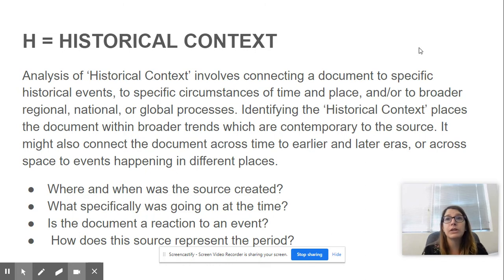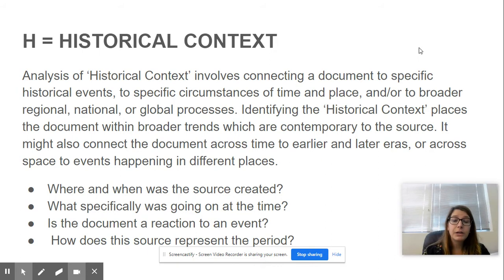So for instance, we're looking at the Declaration of Independence, right? Well, we know it was created in 1776 in Philadelphia, right? But what's going on at the time? Well, the colonies are not so happy with Great Britain, right? That's why they're writing this. They've already tried several times to get the king to see their point of view. That's why they do this.